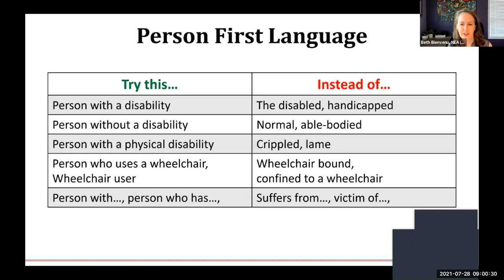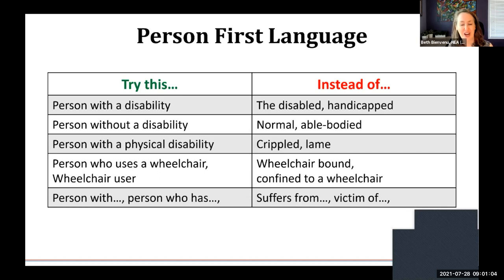So rather than using terms like normal, that implies that people are either normal or they're not, that's very stigmatizing. So just say a person without a disability. And then the term able-bodied, it's better just to say a person without a disability. The terms crippled and lame are very outdated. And we use lame a lot in non-disability related conversation, like, oh, this party is lame. So just try to avoid that because it's stigmatizing for people with disabilities. So just say a person with a physical disability.